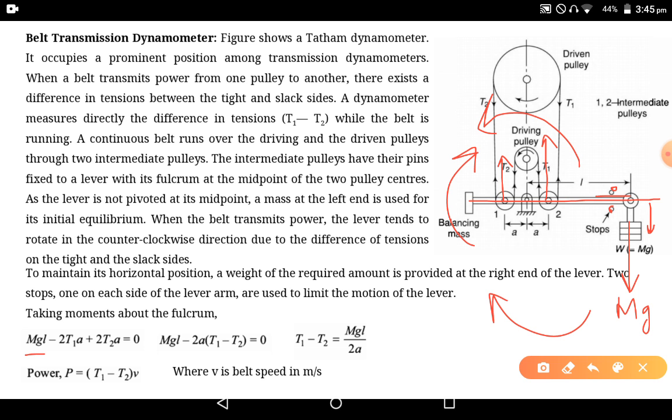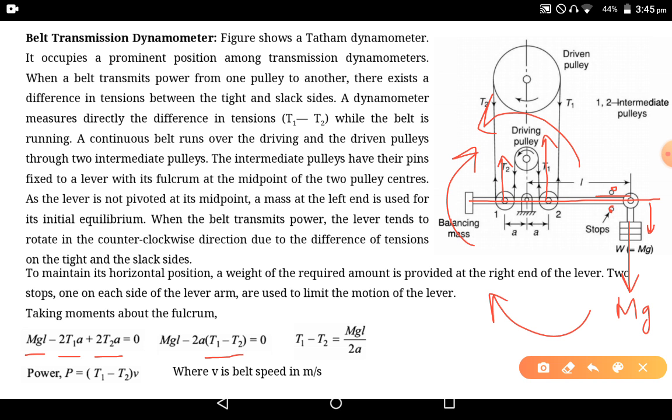So mg times L minus 2T1, because the moment generated due to T1 was in the opposite direction, minus 2T1 times A plus 2T2 times A, this will be 0. So from here we can directly measure T1 minus T2.